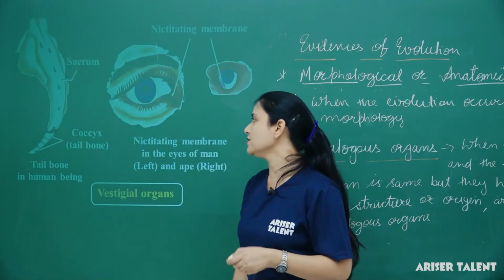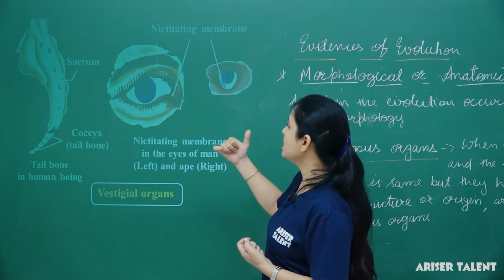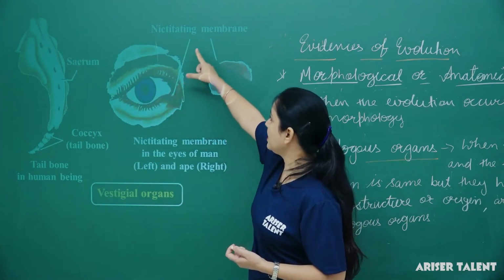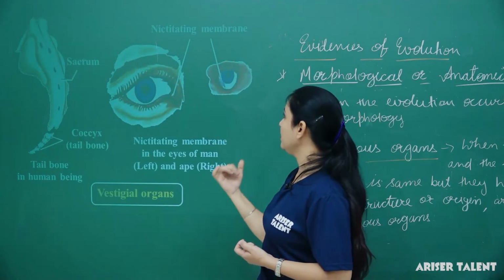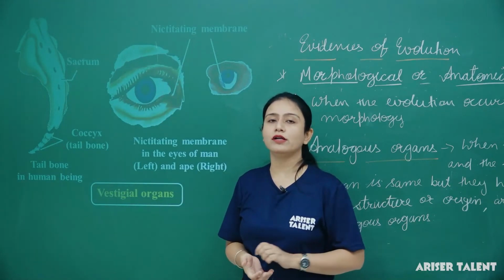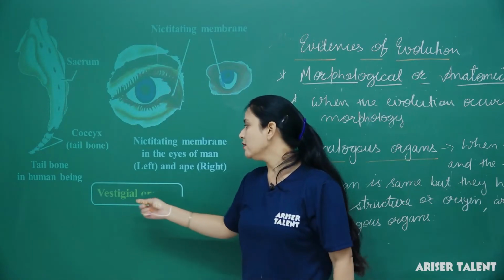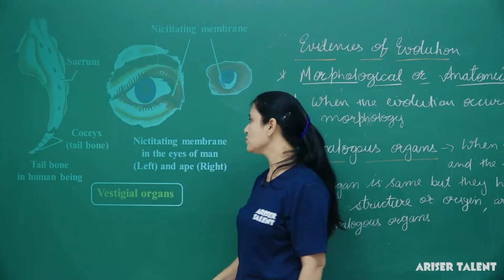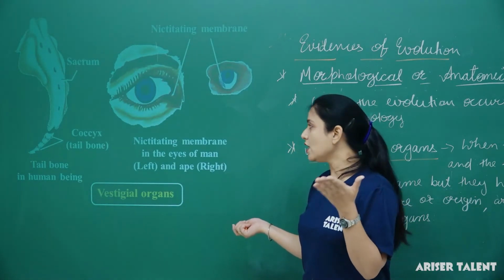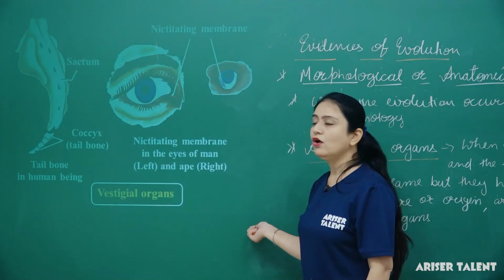Next is vestigial organs. Here we can see the tailbone in the human being, as well as the nictitating membrane in the eye of man, left and up in the right. The nictitating membrane is present in the human being. So, these are vestigial organs. Vestigial organs means when these organs are not of any use. Fine. So, third are vestigial organs. Vestigial organs means the organs which are not of use anymore.